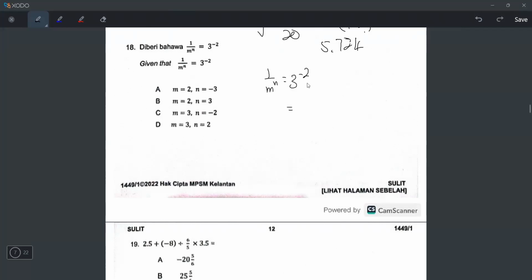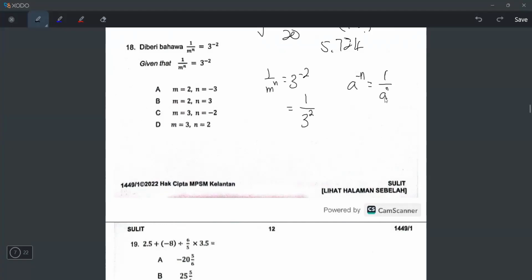Okay, you need to know something. 3 power negative 2, if the power is negative, you can make it positive by moving the 3 down. Because when you move the 3 down, the power will become positive. And if there's nothing up here, it becomes 1. So let's give you another example. If I say a power negative n, I can put the a down and the power will become positive like this.